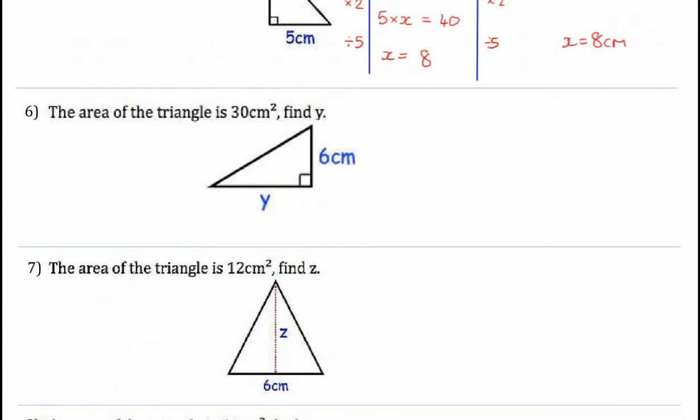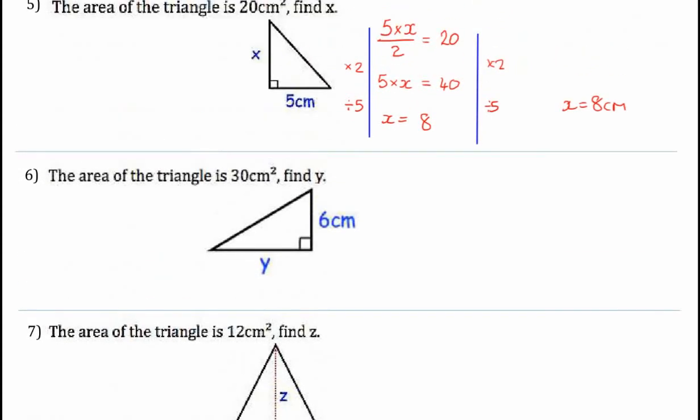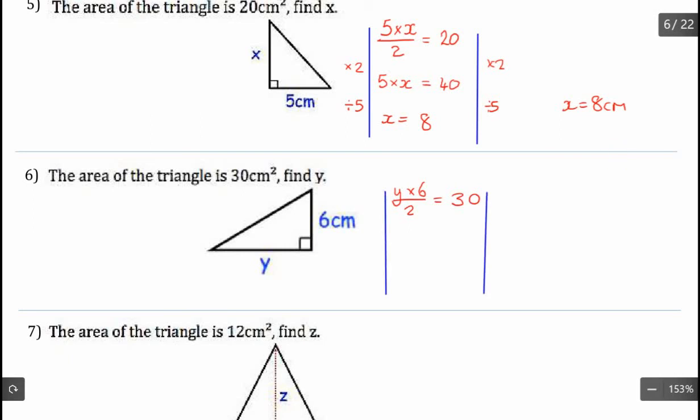Okay, on question 6, very similar. This time it's the base we're not given. So I would normally do the base times the height, divide by 2, and I know the answer is going to be 30. So what I'm going to do to undo that equation is times by 2. That will just give me y times 6, or 6y. If I multiply 30 by 2, I get 60. And then I want to get rid of the times by 6 by dividing by 6. So y is equal to 10 centimetres.